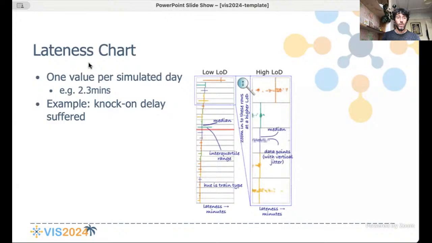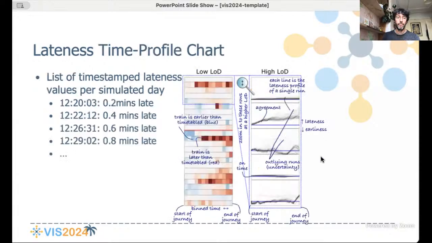For the simplest one, which is a lateness chart, we have one lateness value for every simulation. So it might be a number of minutes. In the low level of detail chart, we represent that with a median and an interquartile range. At a high level of detail, we show each value as a point and the median. So these 5 rows are equivalent to these 5 rows, but in the high level of detail version.